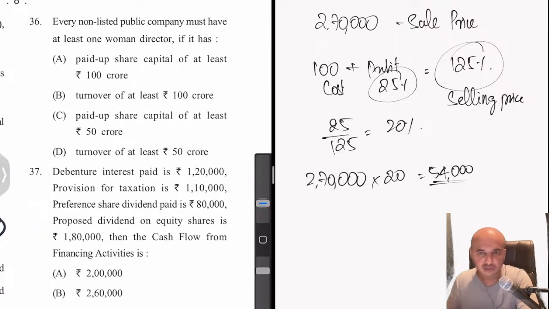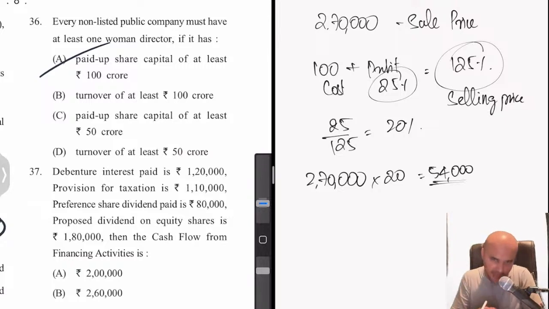Again, one more question related to legal provision. Every non-listed company must have at least one woman director if it has a paid up share capital of at least 100 crore. That means if your share capital is 101 crore, have a woman director. If your share capital is 100 crore, have a woman director. 99, not required.